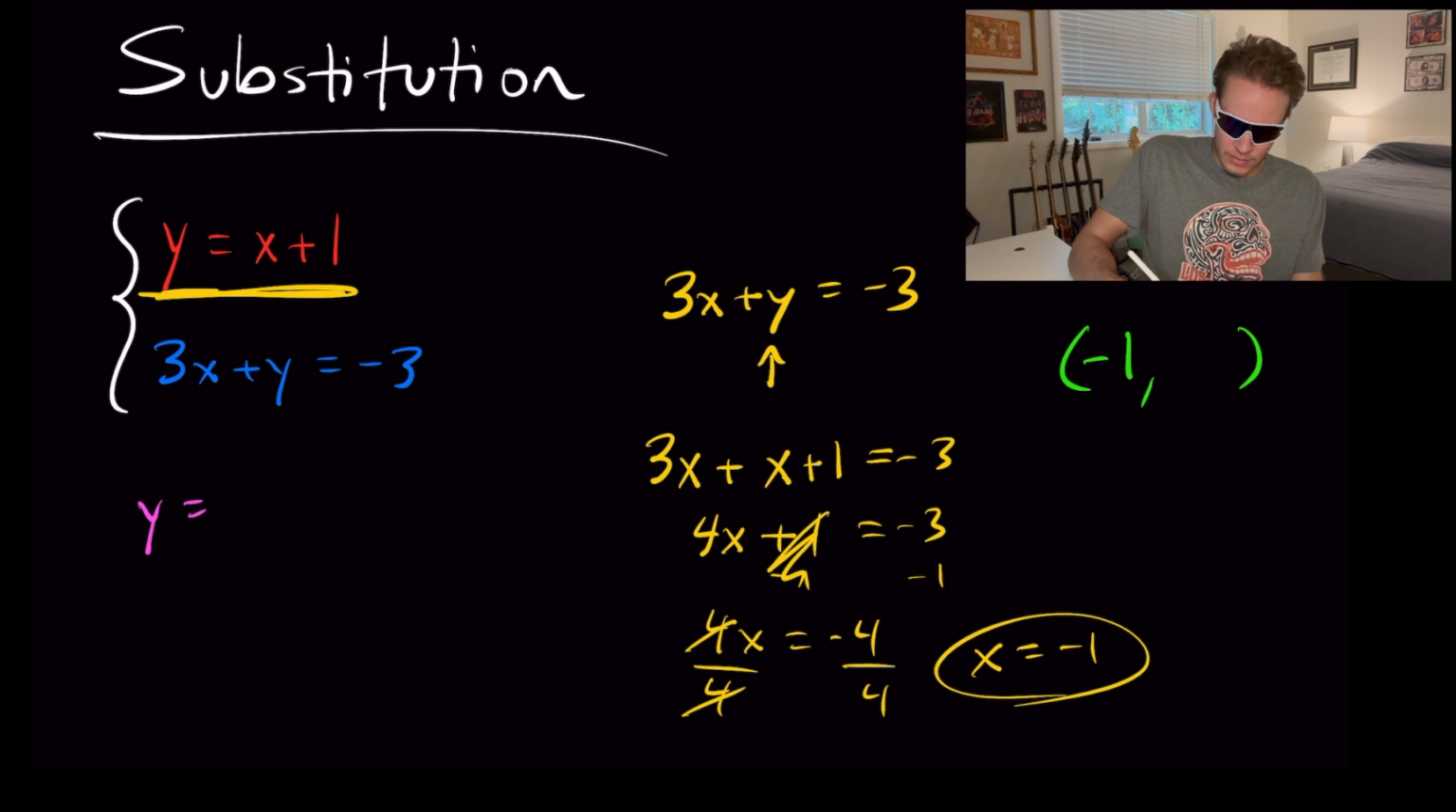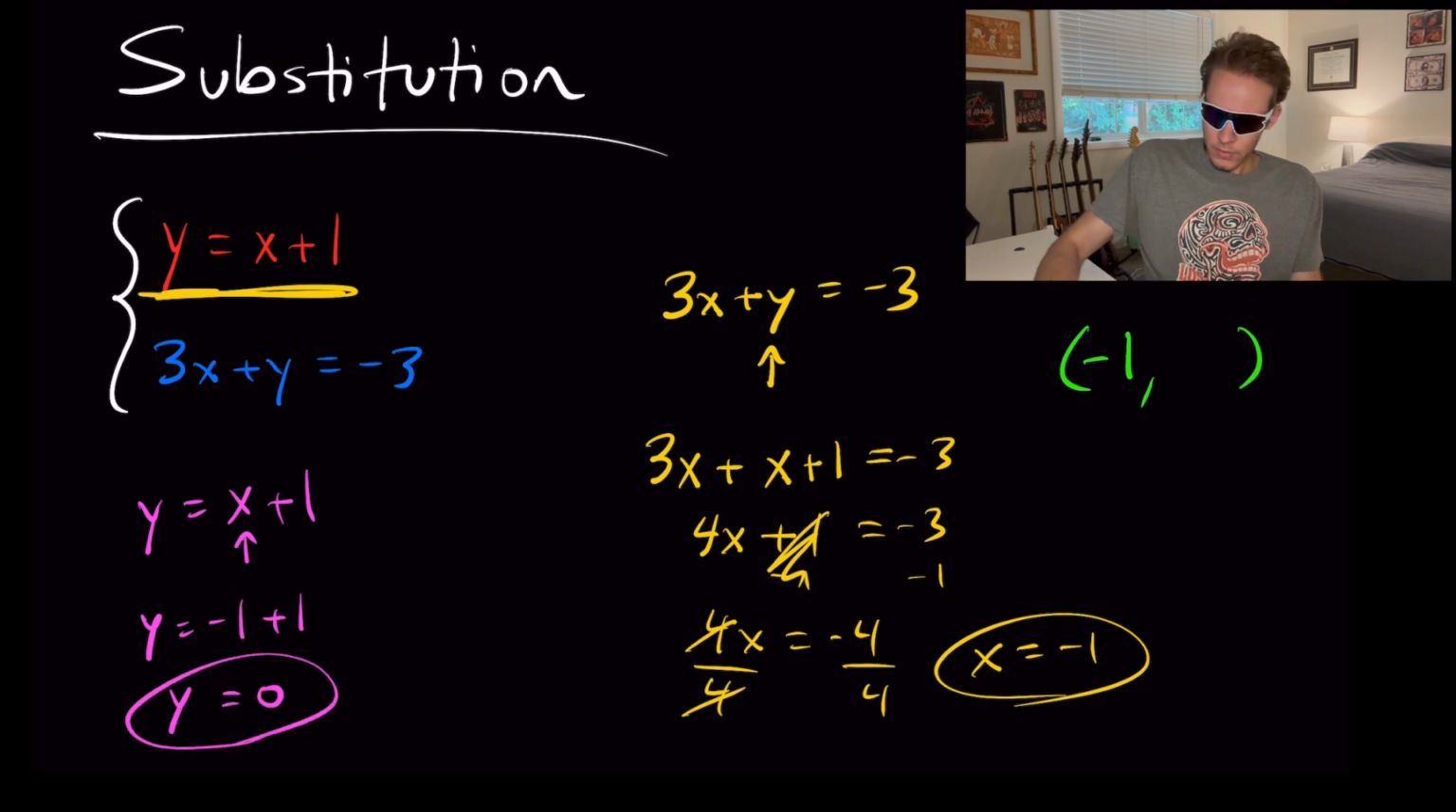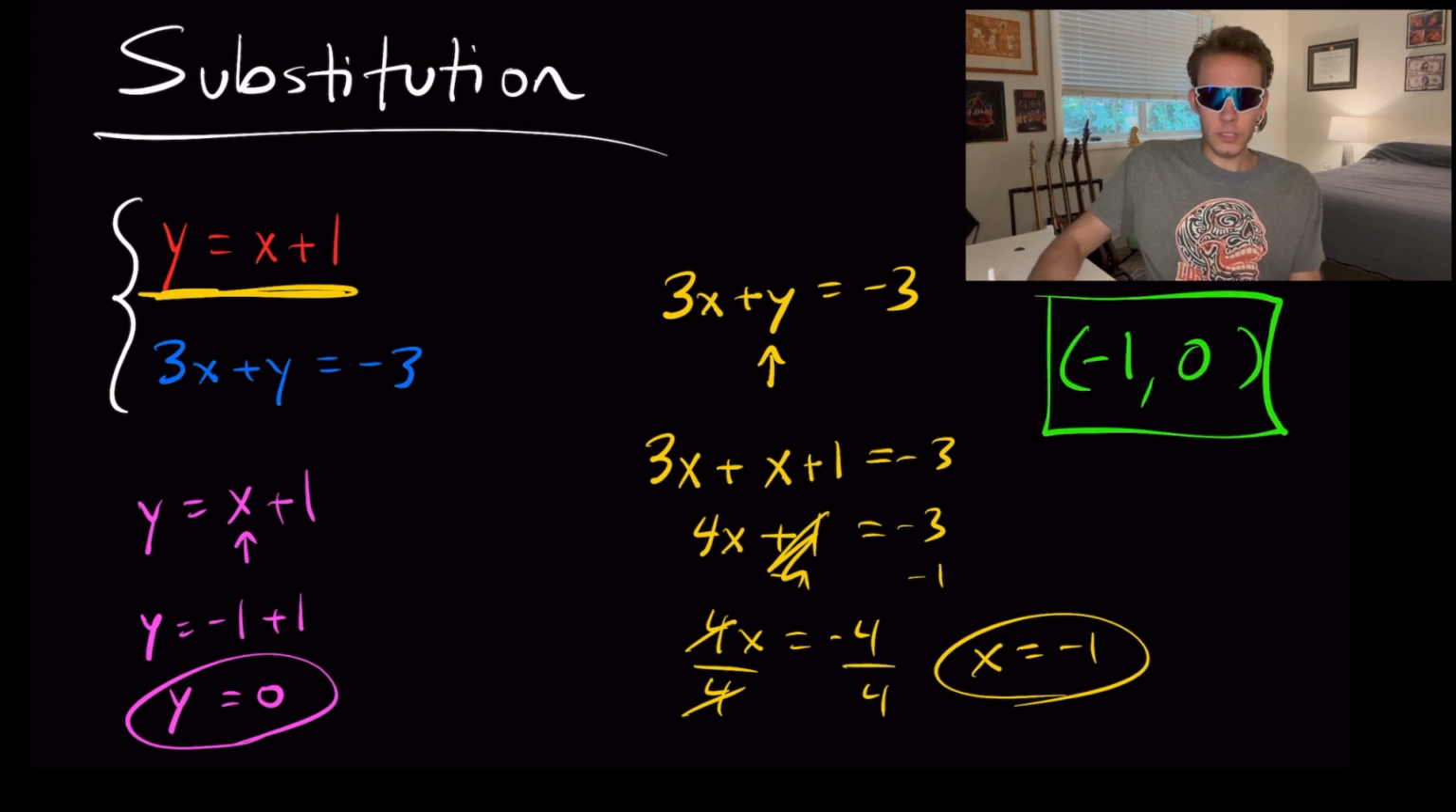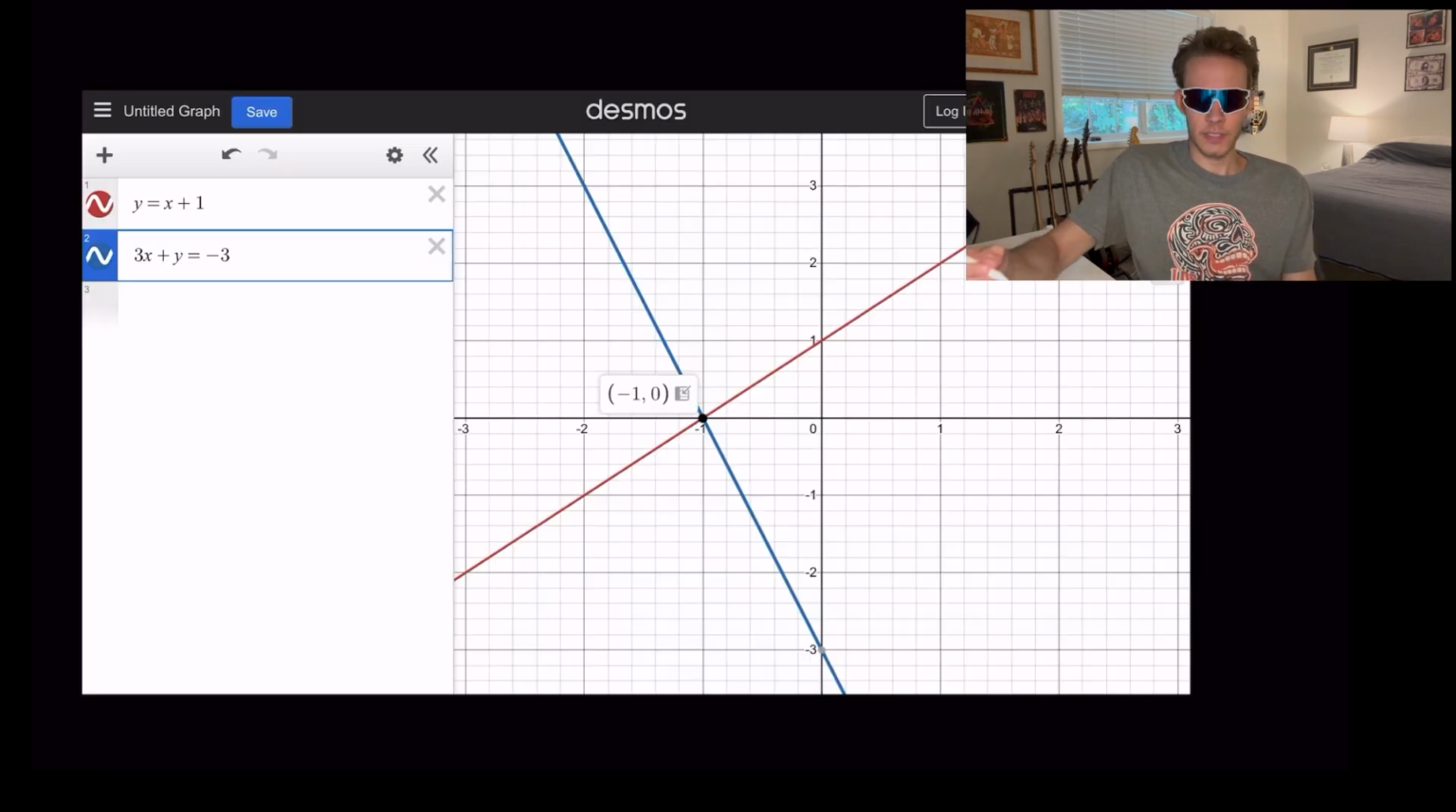So we'll have y is equal to x plus 1. But instead of x, I'm going to plug in negative 1. So we'll have y is equal to negative 1 plus 1, or y is equal to 0. So there is our y-coordinate. So the solution to this system of linear equations, or the point where these two lines intersect, is negative 1, 0. And here it is in Desmos, just in case you don't believe it. There it is. Negative 1, 0 is our solution.